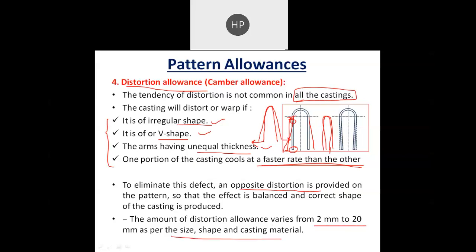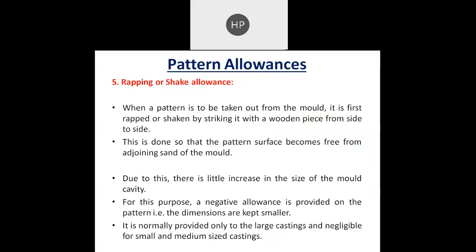And finally we have the rapping or shake allowance. When a pattern is to be taken out from the mold, it is first rapped or shaken with a wooden piece. We simply tap it so that the pattern sticks away from the mold material, so that it is easy to take the pattern from the mold. This is done so that the pattern surface becomes free from the adjoining sand. Due to this there is a little increase in the size of the mold.